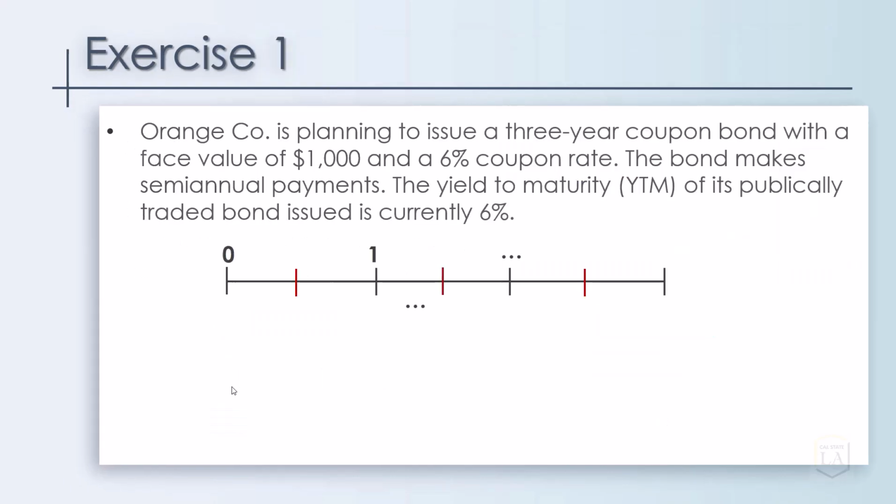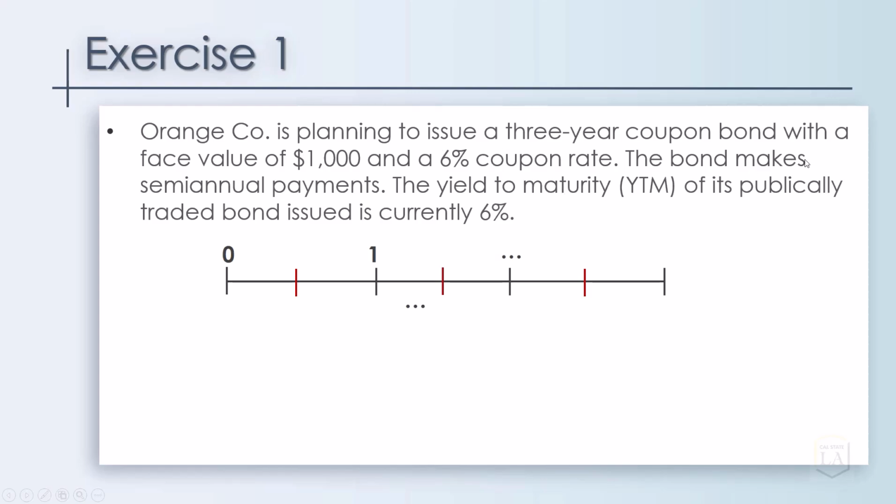So let's try to understand with an actual exercise. Orange Corporation is planning to issue a 3-year coupon bond with a face value of $1,000 and a 6% coupon rate. Note that once again, a coupon rate is given to you, not the coupon payment. The bond makes semi-annual payments, which is the default. The yield to maturity of its publicly traded bond issued is currently 6%. Okay, so 6% yield to maturity, coupon rate is 6% as well.